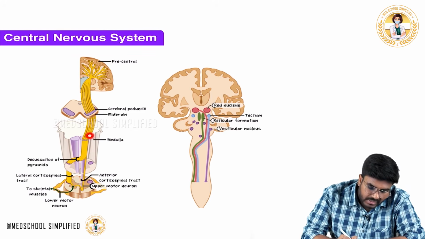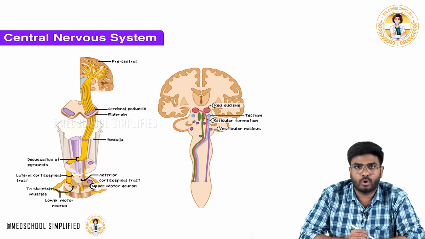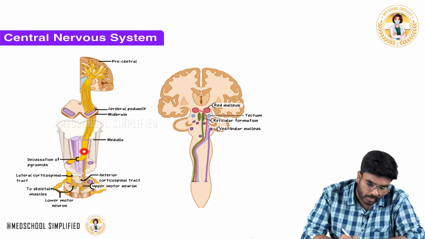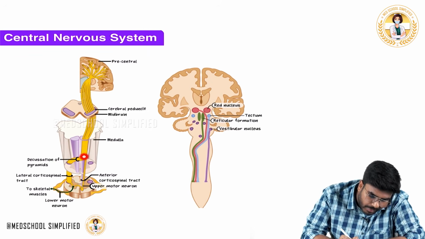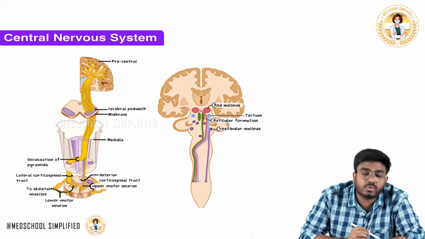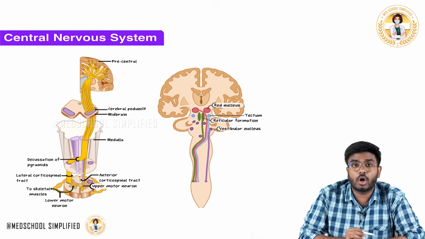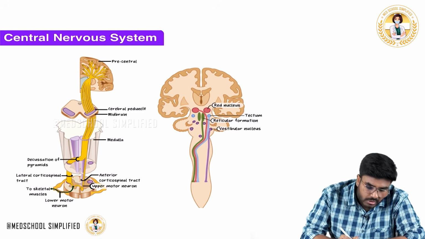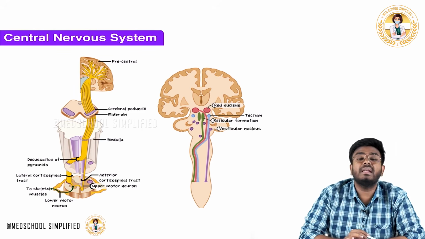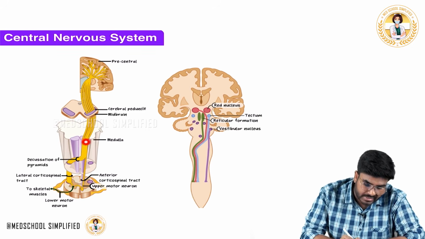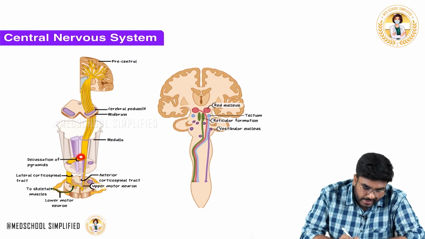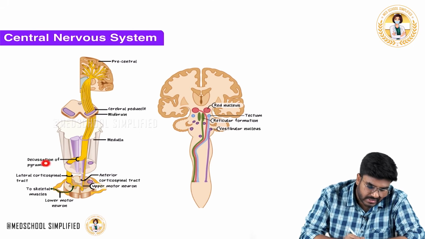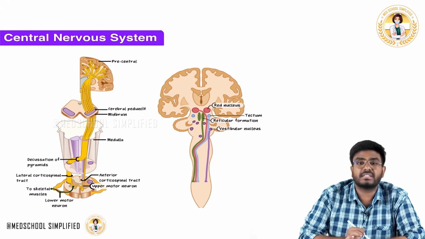Now what will happen? Sir, the majority of these upper motor neurons, 80%, how much? 80%. 80% of these upper motor neurons will cross to the opposite side, the contralateral side, in the medulla. So this crossing is called pyramidal decussation. These pyramidal tracts are crossing to the opposite side. This is pyramidal decussation.